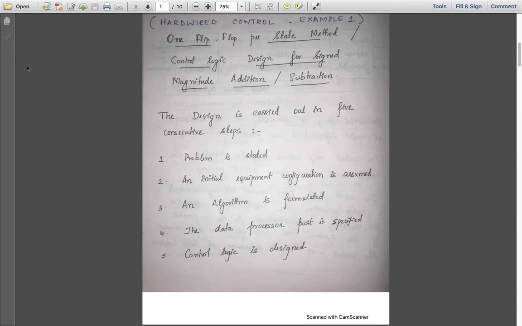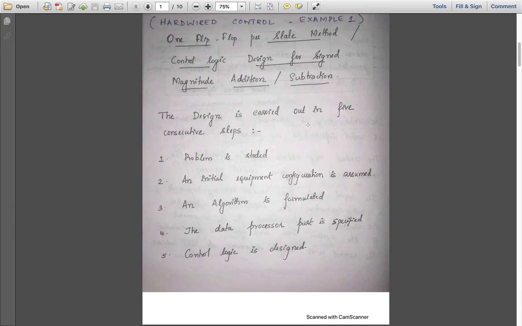Three questions can actually come from this particular section for your university exam. Either the question could be: with an example, explain how a hardwired control mechanism can be used for designing a control logic; or, using a one flip-flop per state method, how you can design a control logic circuit; or, design a control logic circuit for signed magnitude addition or subtraction. So 3 types of questions can be answered from this section. Let's move on to this method.